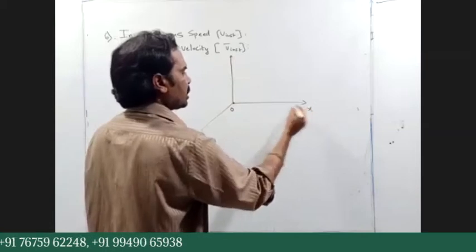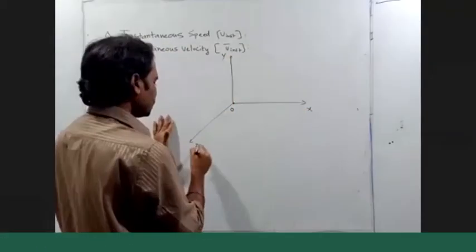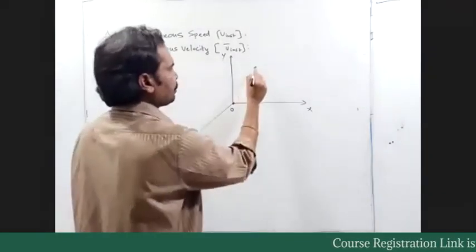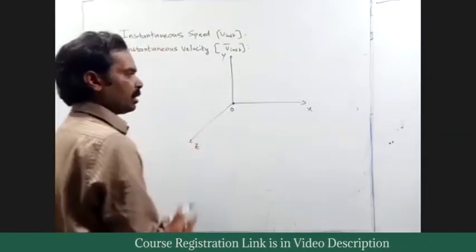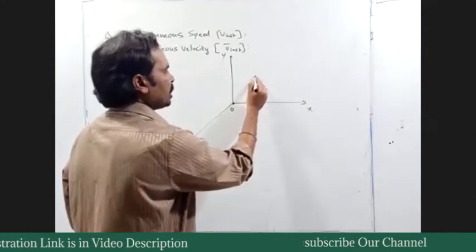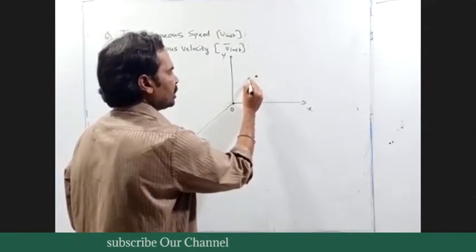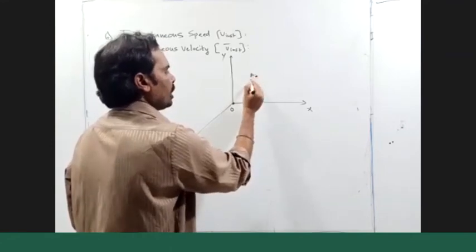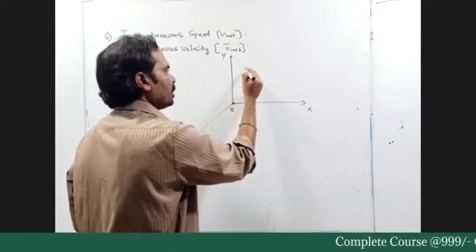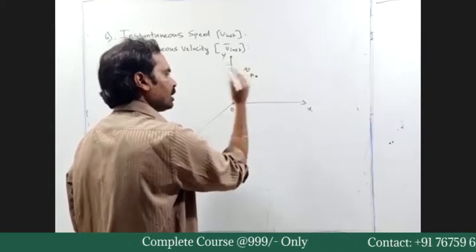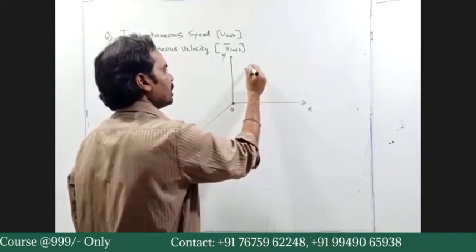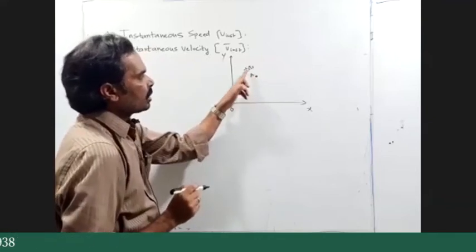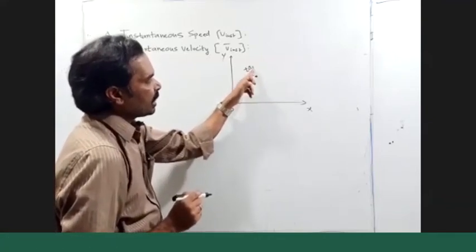This is the x axis, this is the y axis, this is the z axis. Now with respect to this origin of the frame of reference system, let us suppose initially the particle is at one point A. When the particle is at point A, the instant time is t equal to t1. When the particle is at A, the instant moment is t1 seconds.